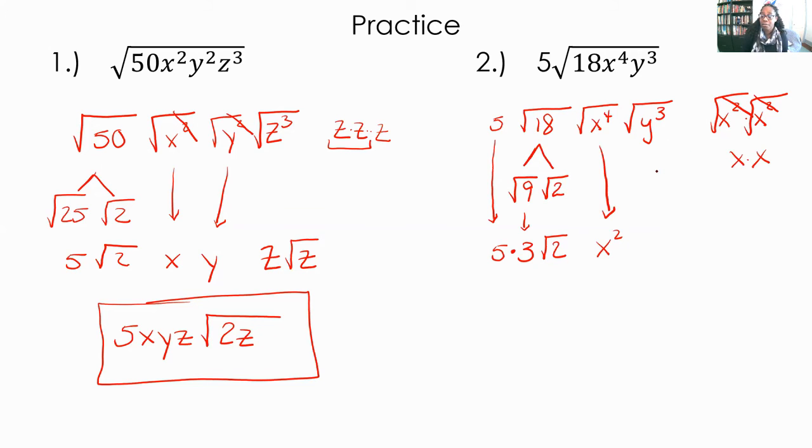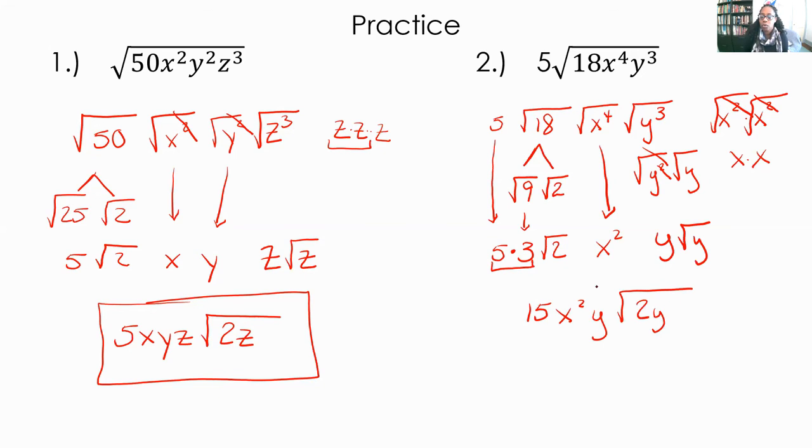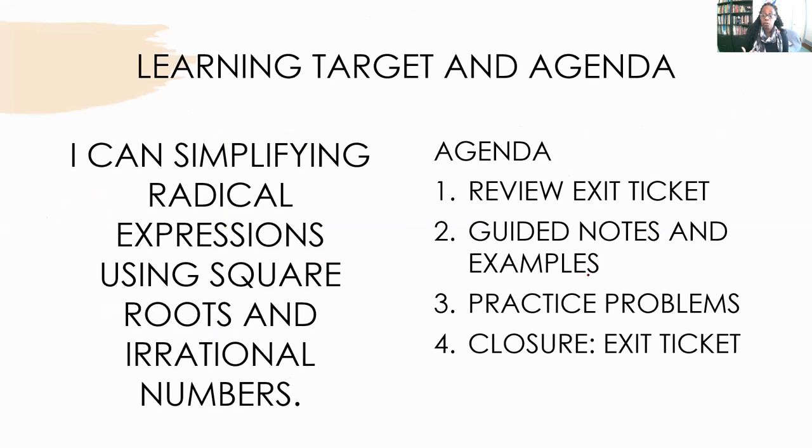Now, there's an odd number, so that means we have the square root of y squared times the square root of y, which will give me my y, because the square and the square roots cancel out, and leave me behind with another square root of y. So let's clean it up. We have 5 times 3, which gives me my 15, x squared, y, and then square root of 2y. All right, so a lot of it deals with the multiplication, but I really think that through practice, you can simplify those radical expressions using those square roots and irrational numbers.